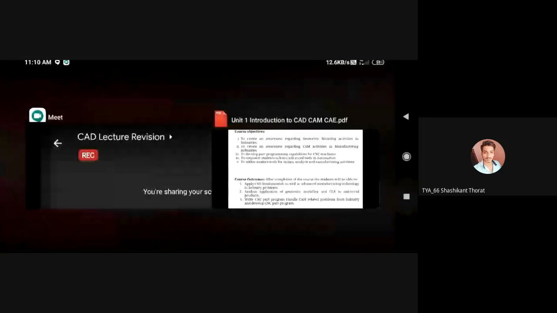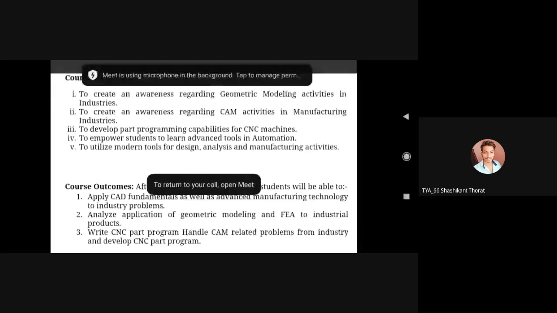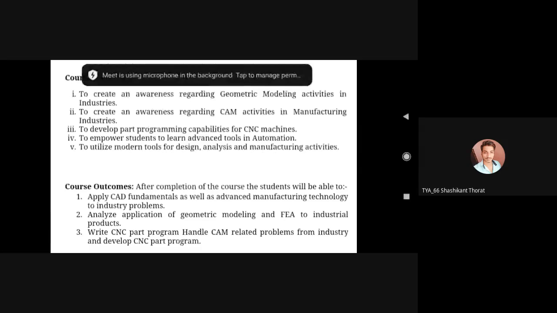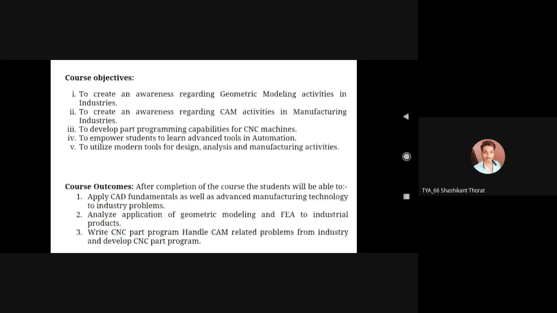The course objectives are, first, to create an awareness regarding geometric modeling activities in industry. Whatever the geometric modeling, whatever the structure, whatever the objects are there, we have to transfer all the industrial components or any geometry into software, in terms of CATIA or any analysis software. This is our main objective.